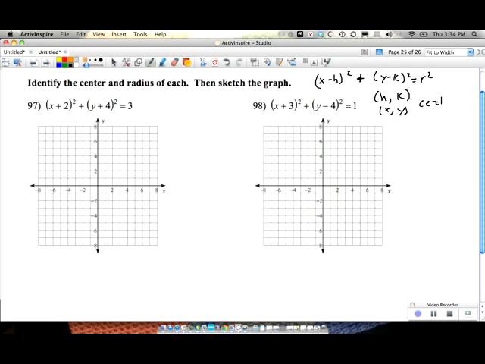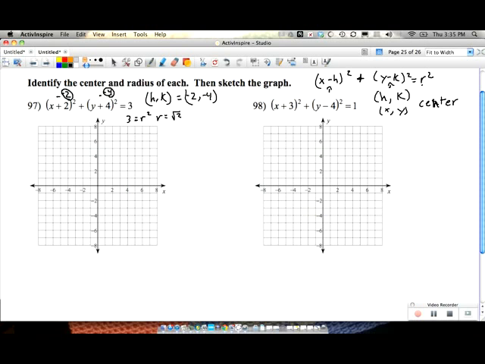The radius, this is even crazier. This says r squared here, so 3 equals r squared. That means that r equals square root of 3. That's going to be kind of hard to estimate, but let's do our best. So that means our circle is going to be at negative 2 and then up or down 4. Now we got to approximate the square root of 3. That's just over 1, so we'll say it's about here in each direction. So the circle looks about like that.